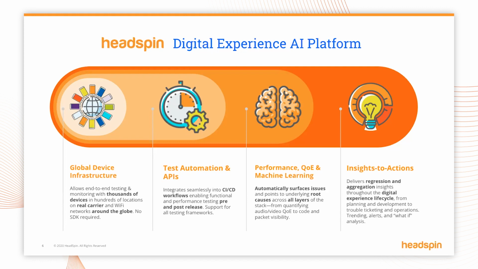And then finally, on the right, you have insights to actions. This is where HeadSpin really separates itself from other device farms, where you typically only get a pass or a fail grade on your tests. We're able to deliver deep regression and aggregation insights throughout the digital lifecycle.